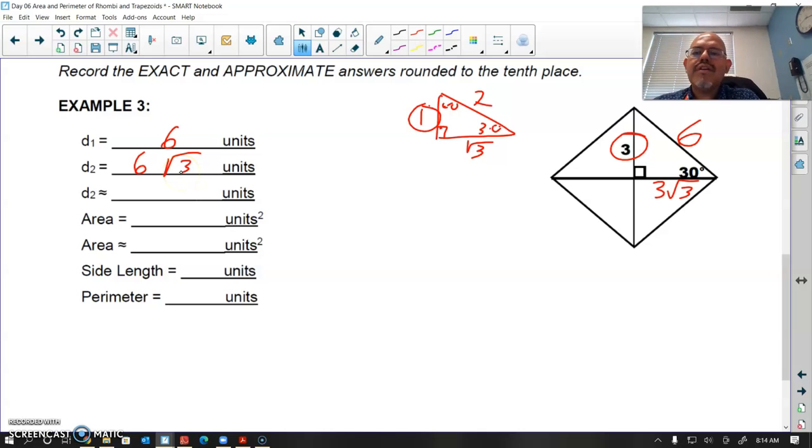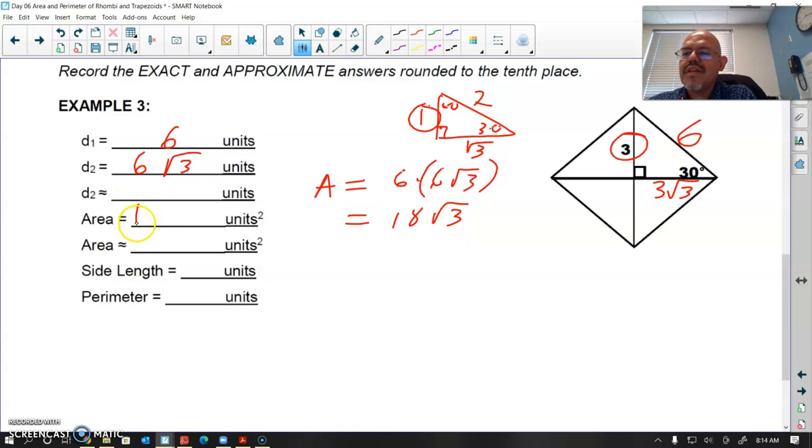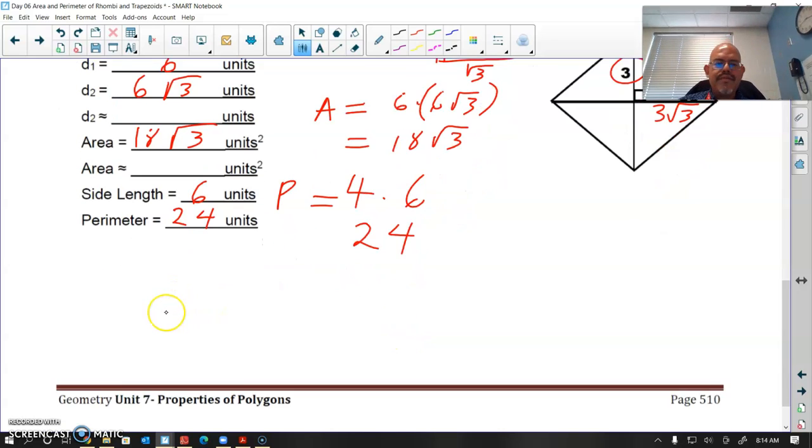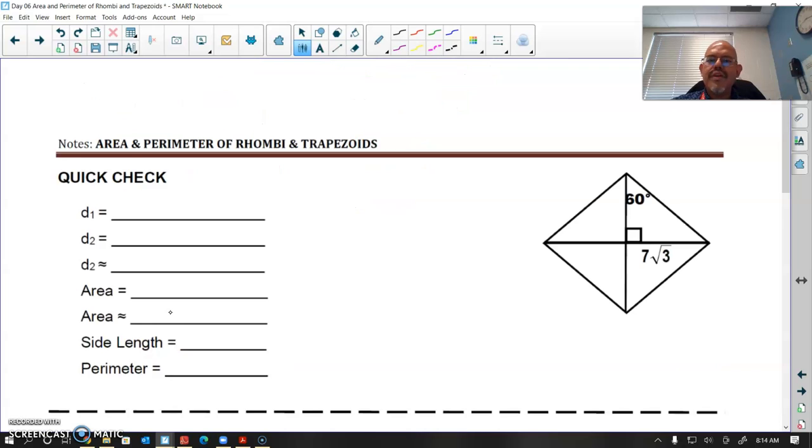Now we find the area, which is 6 times 6 square root 3 divided by 2, which would be 18 square root 3. Just leave it as the exact. Side length, well, we already found that out, that's 6, so it's 4 times 6. That's equal to our perimeter, which is 24. Okay, that takes care of that one.